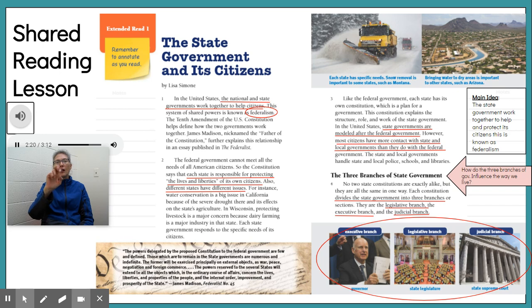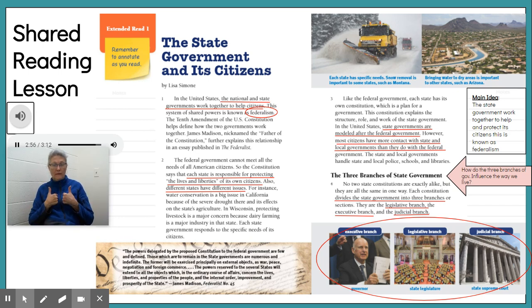As I continued reading the article, I realized I have a new section now. There is a heading that says the 3 branches of state government. Sometimes I like to change my titles or headings into questions, so I'm going to change this one into a question just so I can understand what I'm about to read about. I'm going to change it into, how do the 3 branches of government influence the way we live? That way, when I'm reading this, I can gather information about how they're influencing the way I live.